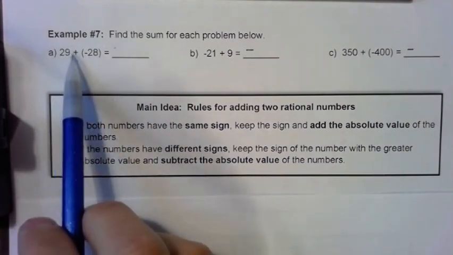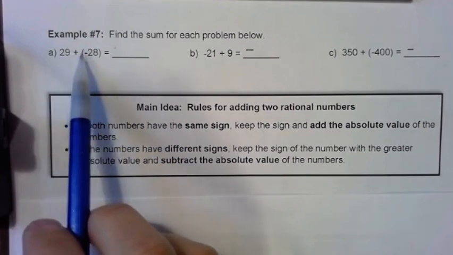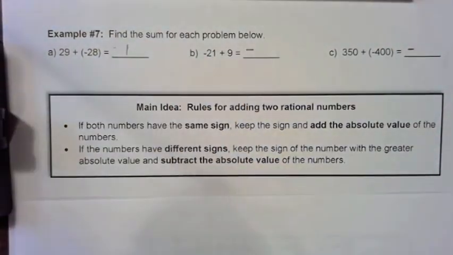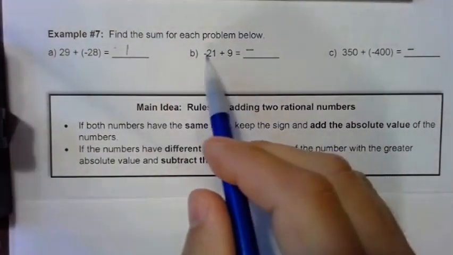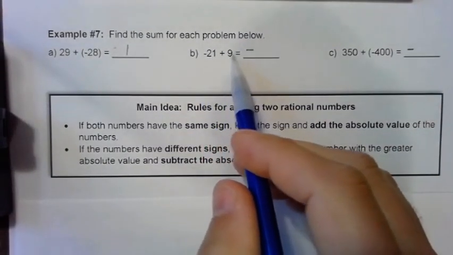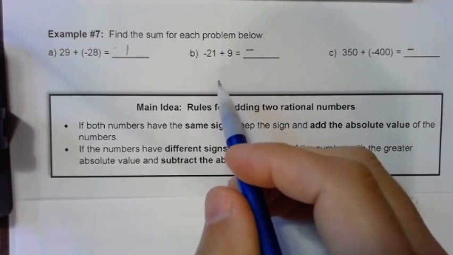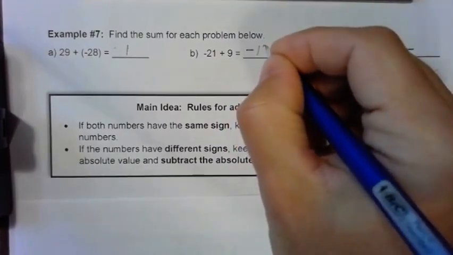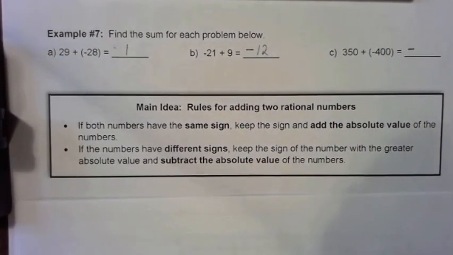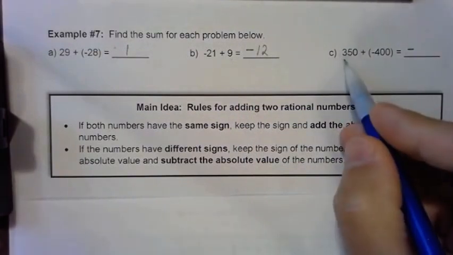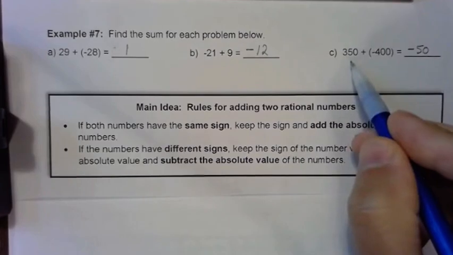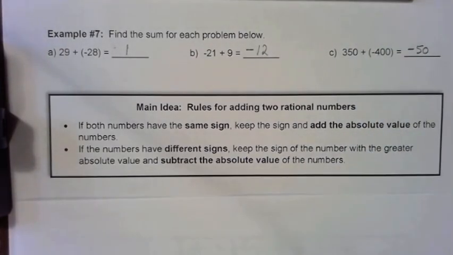All right, 29 plus negative 28 is the same as 29 minus 28. So the answer here is going to be a positive 1. In example B, negative 21 plus 9 equals negative something. Well, let's subtract their absolute values. 21 minus 9 is equal to 12. So the answer here, negative 21 plus 9, is negative 12. And in example C, 350 plus negative 400 would have to be negative 50, since 400 minus 350 is 50 when we subtract the absolute values.